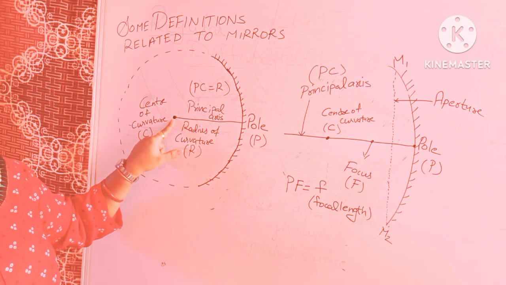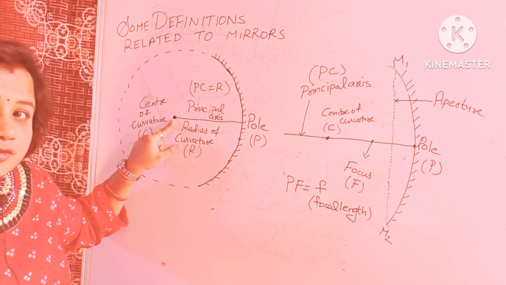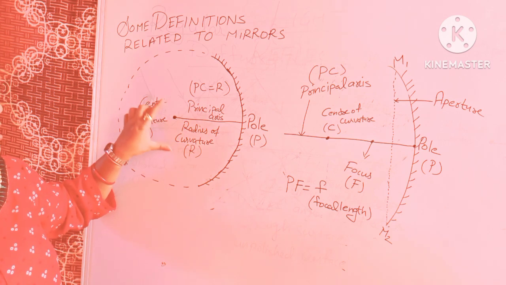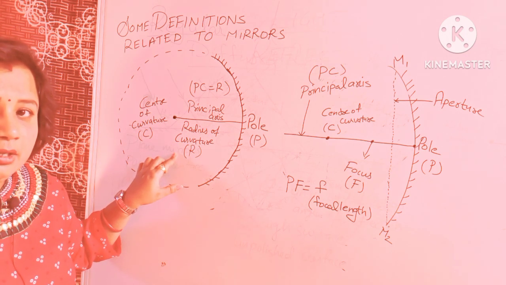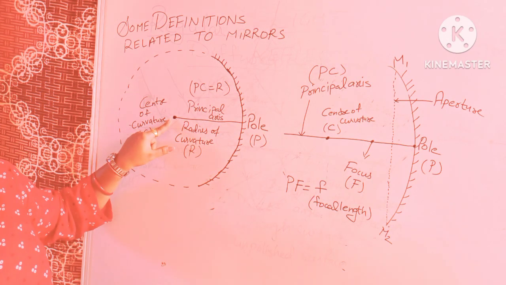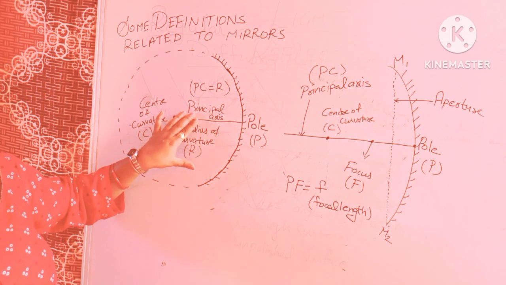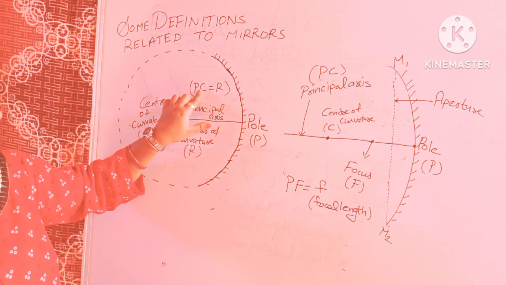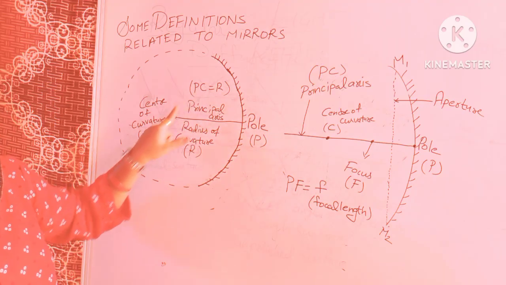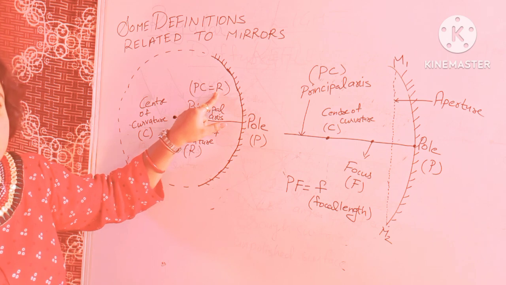You know the center, the line which joins the pole and the center of curvature is the radius of curvature. This is the radius, since in a sphere it is known as radius. So here we will call it the radius of curvature. Now this line segment that you can see, from the pole to the center of curvature, we call the principal axis. And principal axis is denoted by PC, that is equal to R. What is P here? Pole. And what is C? Center of curvature, which is equal to R, that is the radius of curvature.